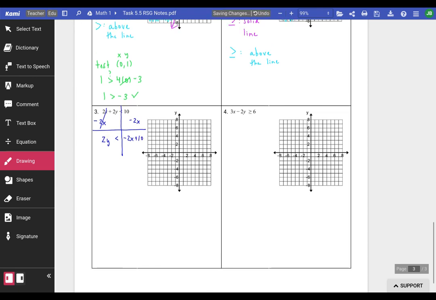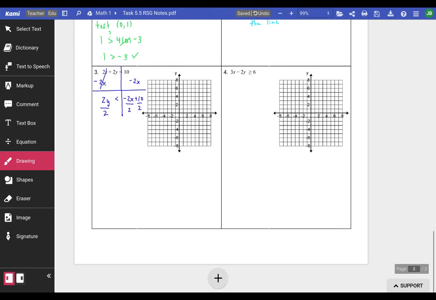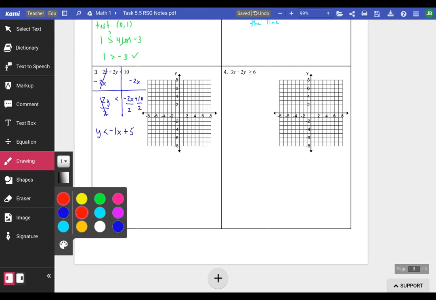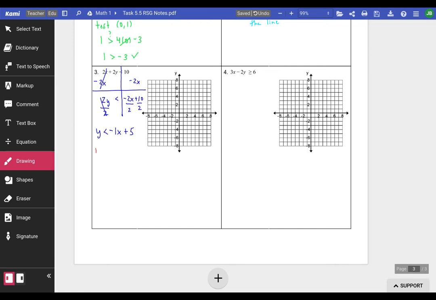And then I'm going to divide. In this case, we're dividing by a positive 2, so we're not going to have to worry about flipping any symbols. So now I just get y is less than negative 2 divided by 2 is a negative 1x, and then 10 divided by 2 is 5. So I've got y all by itself, which is good. Now we're going to pick out our slope and our y-intercept. Our slope here is negative 1, which we can write as negative 1 over 1. Our y-intercept is going to be 5.